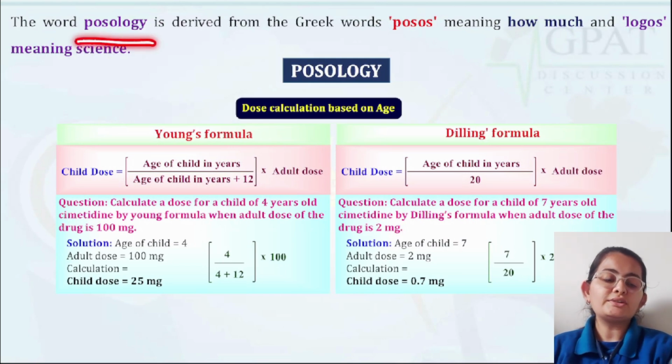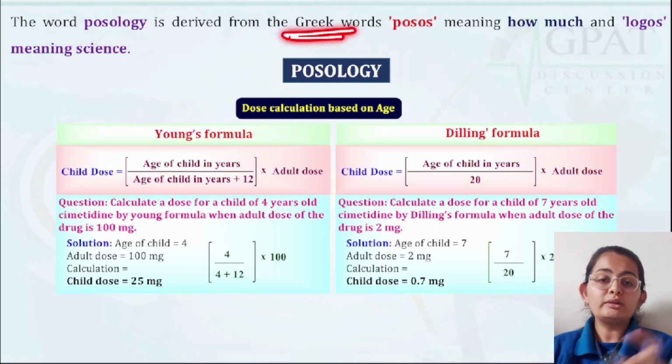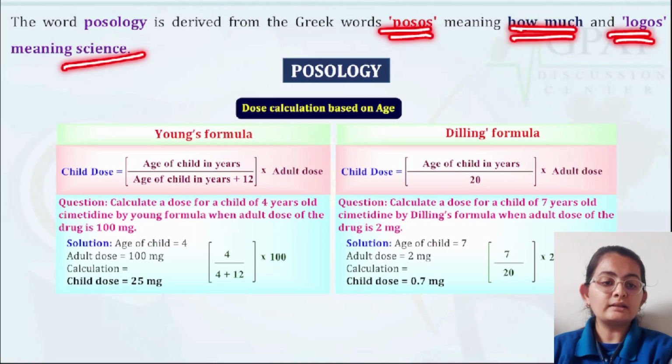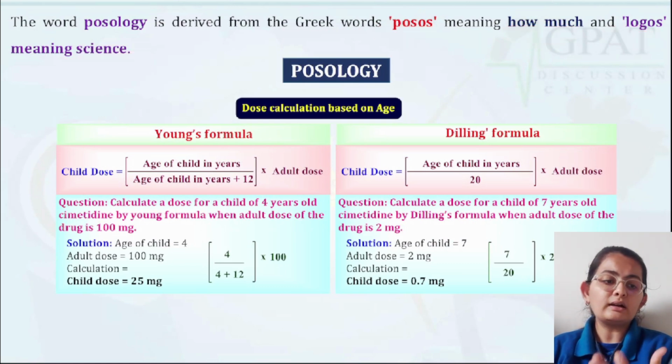So what is posology? It is nothing but a Greek word. Do remember this thing that this is a Greek word and not a Latin term, because the maximum of the pharma words are derived from the Latin term, but posology is one of those which is not from the Latin term. It is from the Greek word, posos, which means how much, and logos means science, the science of how much, or we can say the dose calculation part.